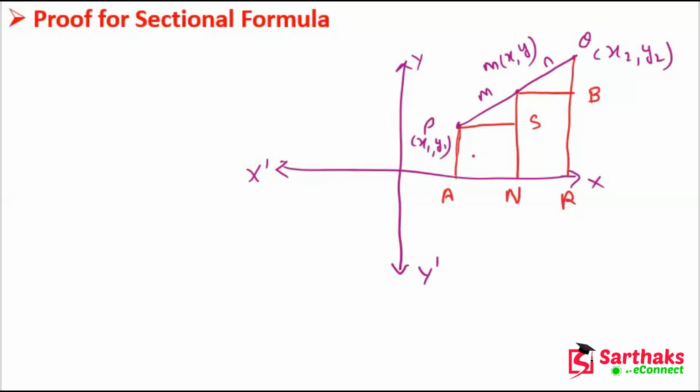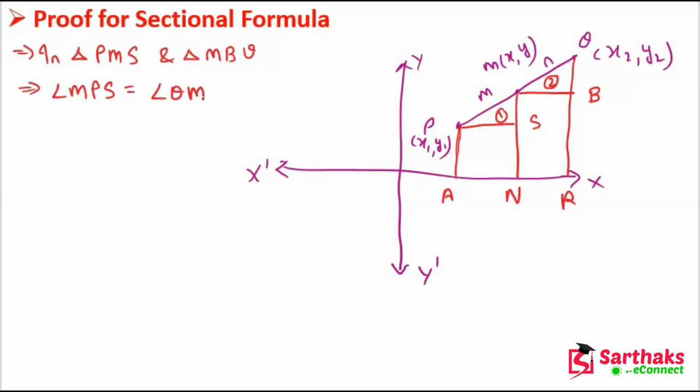Okay, now let's see the two triangles, triangle 1 and triangle 2: triangle PMS and triangle MBQ. Okay, in these triangles, angle MPS is equal to angle QMB.